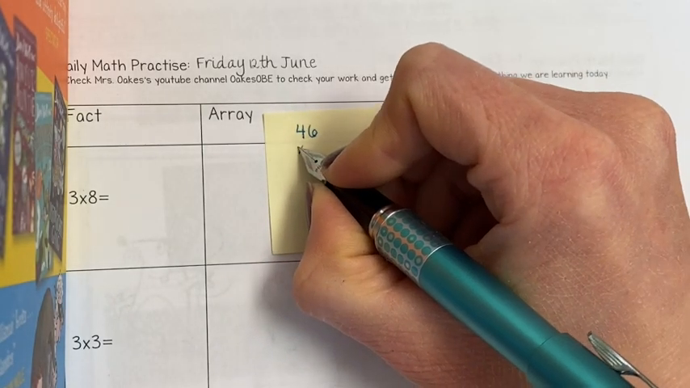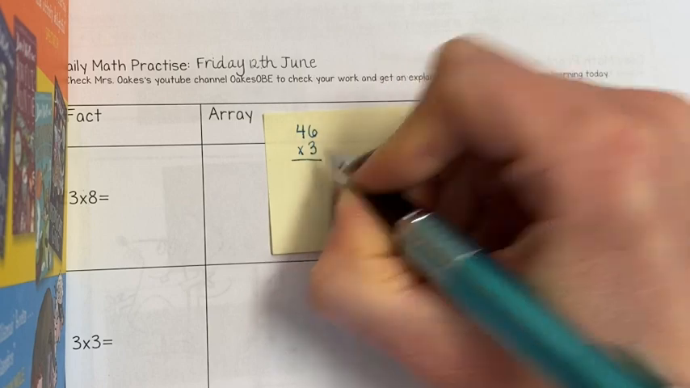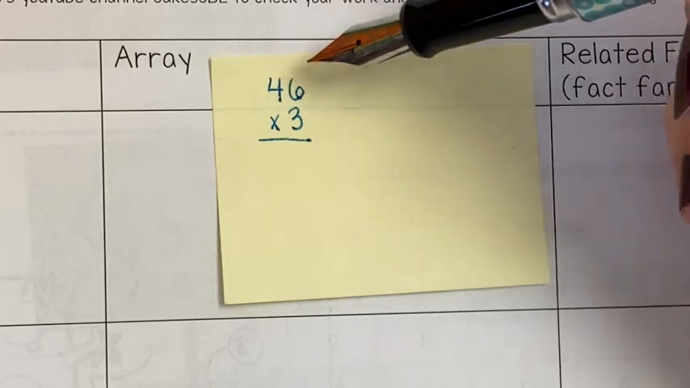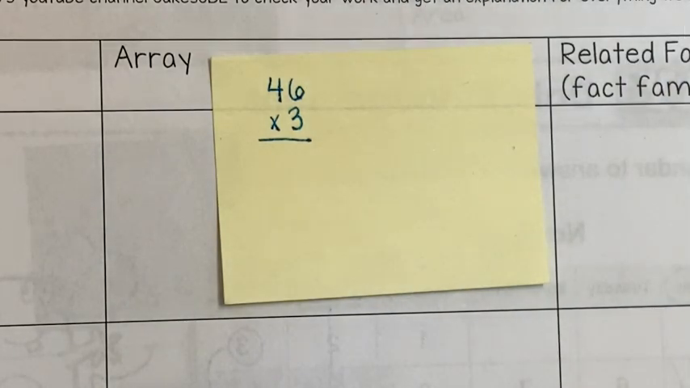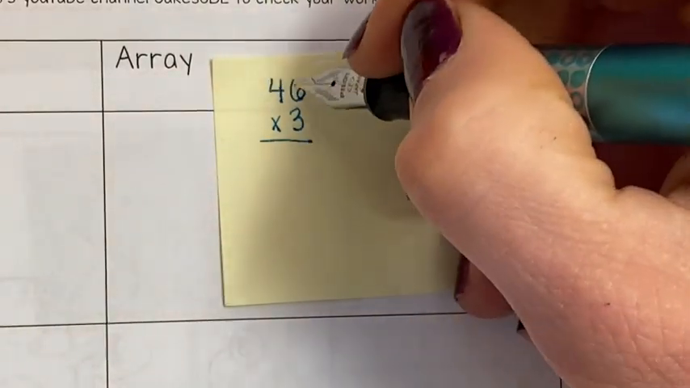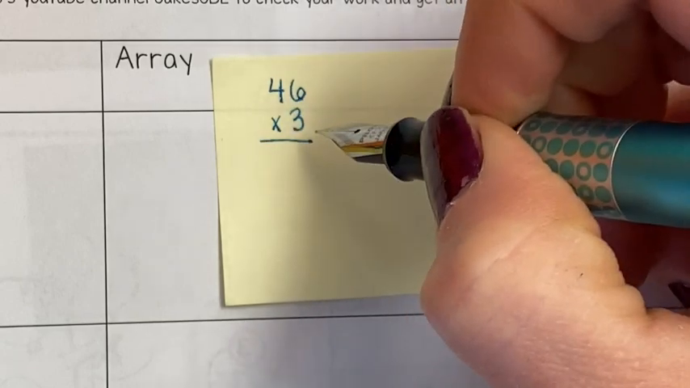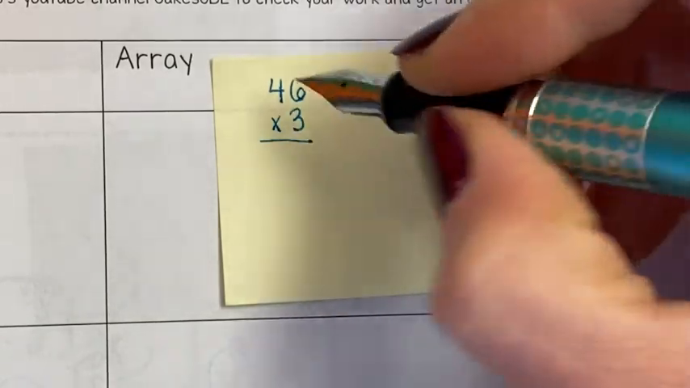So you could do 46 times 3. And you think, Mrs. Oakes, I don't know my 46 times tables. Or I don't know my 3 times tables all the way up to 46. And I will tell you that next year, we are going to be learning how to multiply double-digit numbers. Now, to do that, you need to know your math facts. Watch this. I'm going to do a little quick thing and show you how, if I know my math facts, I can figure out any multiplication question.